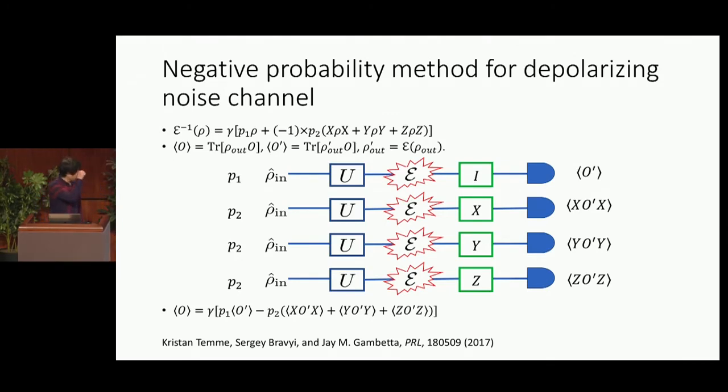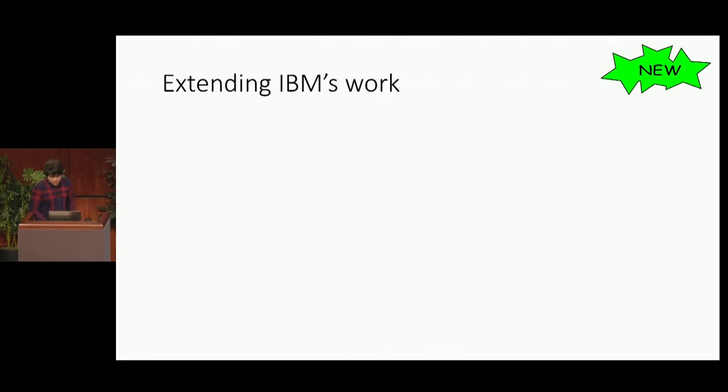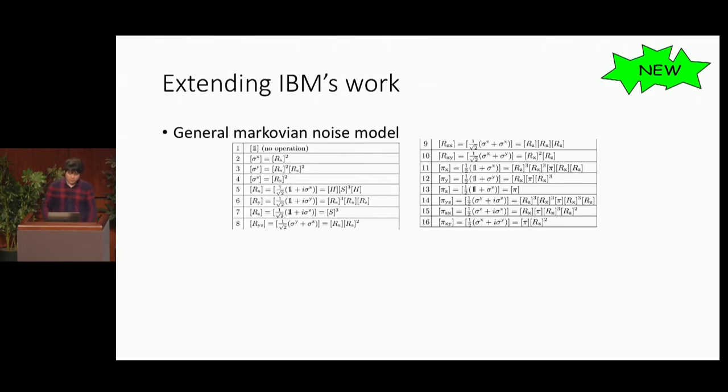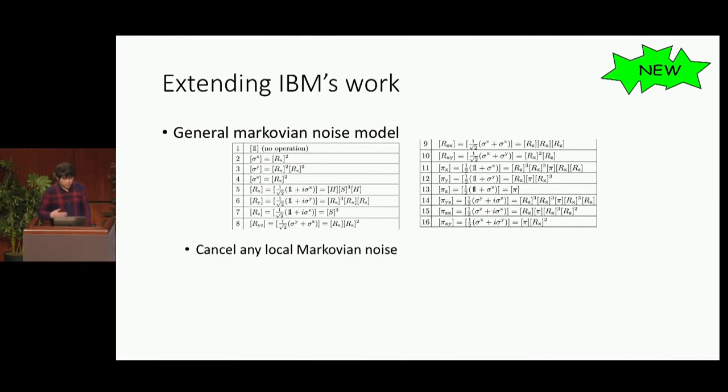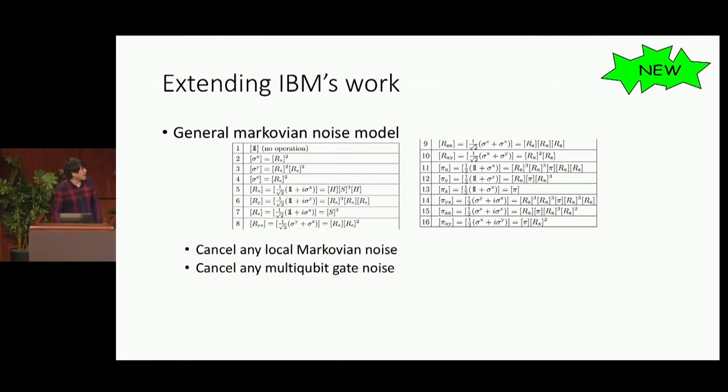This method is introduced in the IBM paper, where they also consider some other noise channels. Recently, my colleagues also considered extending the IBM work. First, they generalized the result to a general Markovian noise model. So in general, we can use a basis to decompose the channel, and of course, we can also decompose the inverse channel. And then we can use this basis to cancel any local Markovian noise. Furthermore, we can also cancel any multiple-qubit gate by just taking the tensor product of the basis.